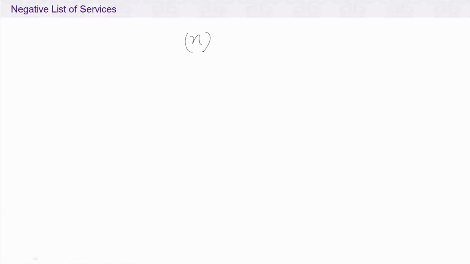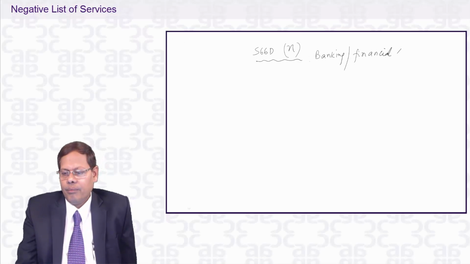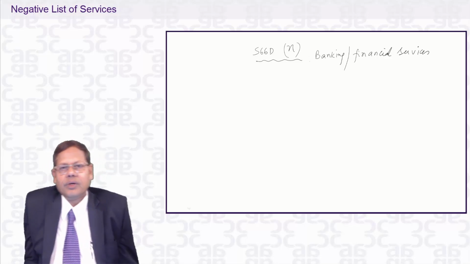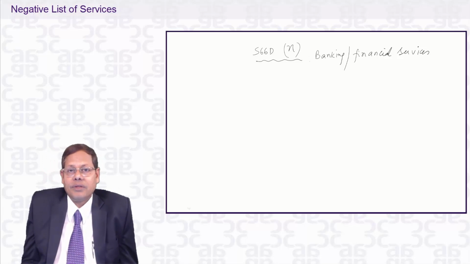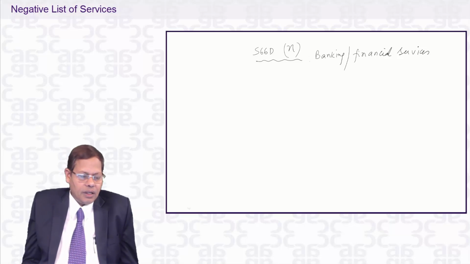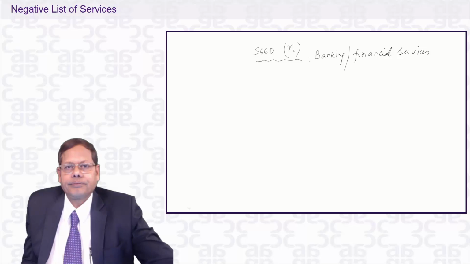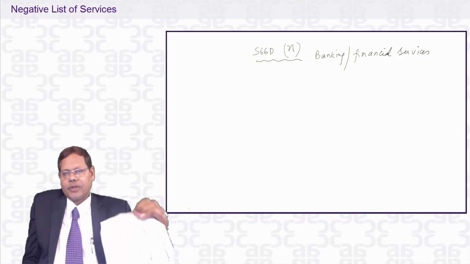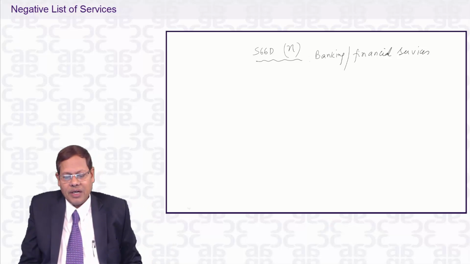Section 66D N, that is banking or financial services. What about the banking or financial services? Already we know services provided by RBI are exempt, they are in the negative list. And what about others? In the negative list they have clearly mentioned what type of services they want to give relaxation.